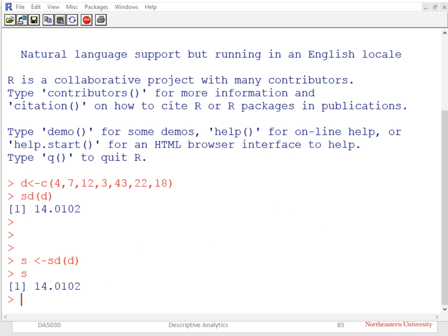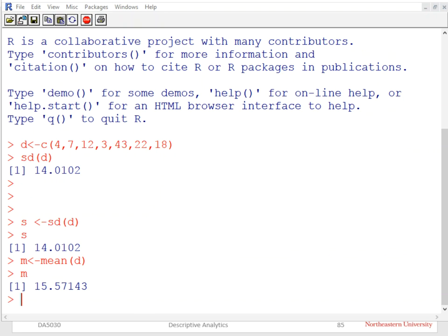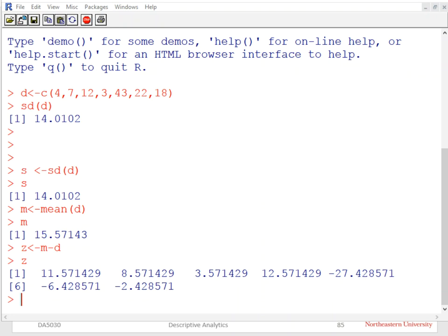So you get the standard deviation. It's SD of data set D. I assign it to a variable S, and it happens to be 14.0102. Now the next thing I have to do is calculate the z-scores, which is the delta between each one of the values and the mean, divided by the standard deviation. So we have to calculate the mean first. We get the mean with the command mean. To calculate the deltas, you simply use m minus d, but you really want the z-scores, so we're going to have to do a little bit of division.